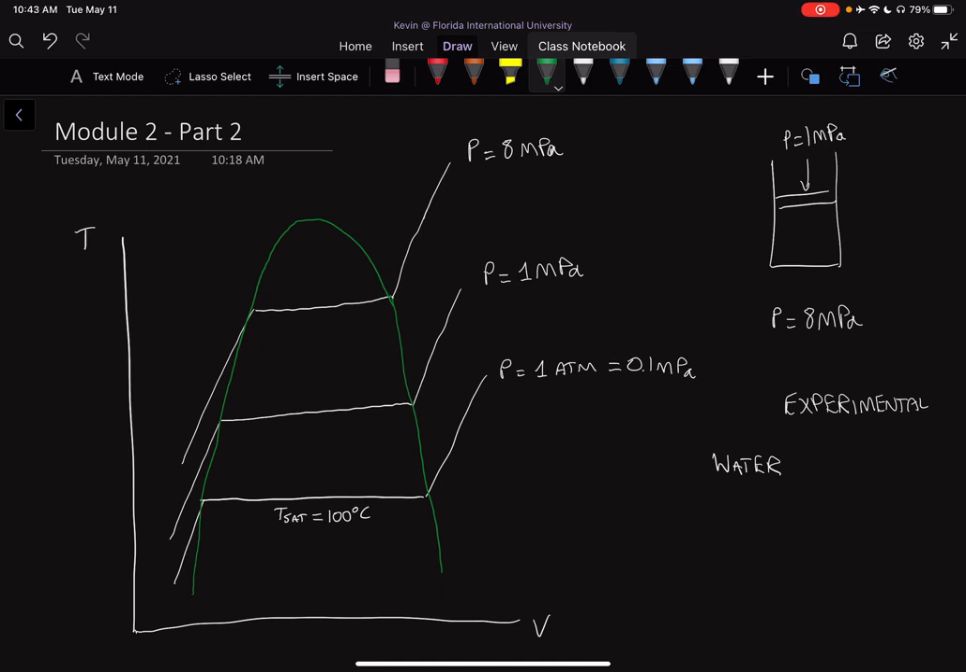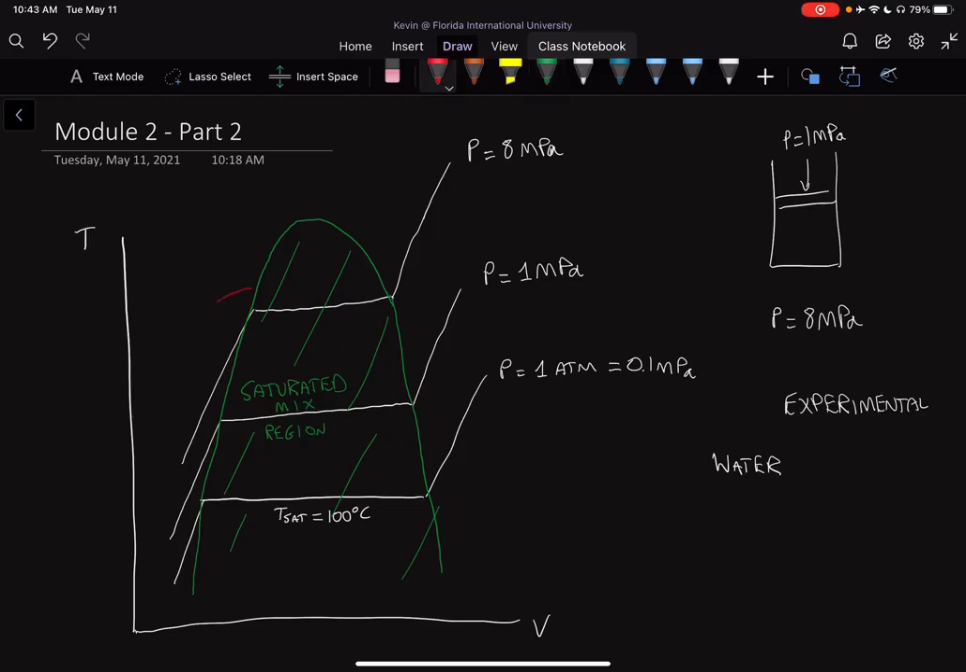So what we can say is that this region inside the bounds, so I'm just going to draw this here like that, so we know that it's this region. This region can be called the saturated mix region, or the saturated mixture region. Okay, so inside the region we have saturated mix.